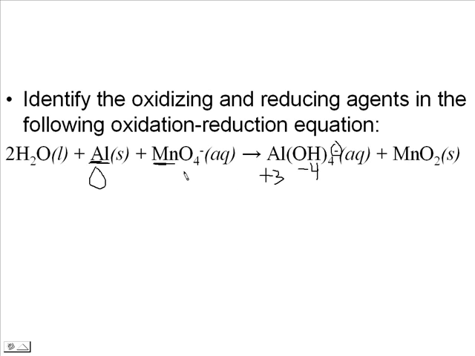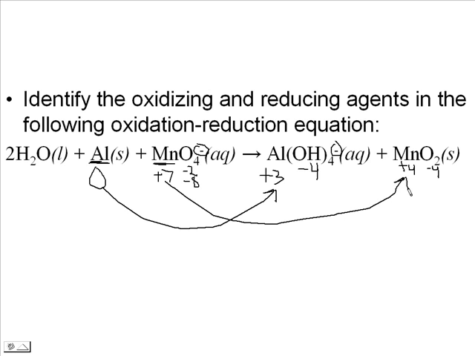In this case, the oxygen's -2. There are 4 of them. So again, the manganese has to be +7 because this whole thing here is -8. -8 plus 7 gives us our -1. Here, the oxygen's -2. There are 2 of them, so that's -4. So the manganese has to be +4. So the aluminum goes from 0 to +3. The manganese goes from +7 to +4.